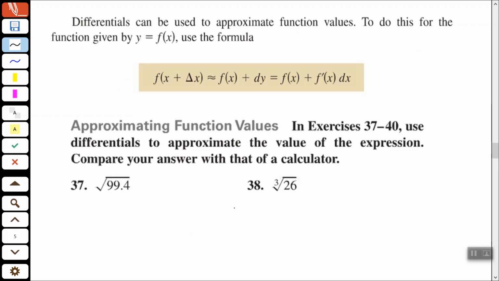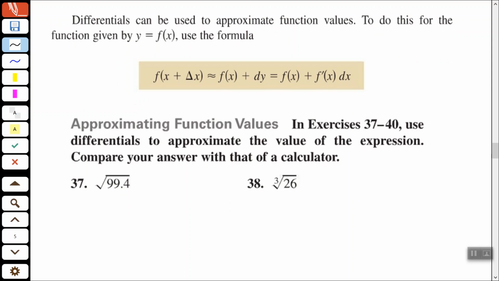All right, and last but not least, we're going to look at differentials approximating function values. So the differentials can be used to approximate function values. To do this for the function given by y equals f of x, use the formula f of x plus delta x is approximately f of x plus the differential of y, which equals f of x plus the first derivative of x times the differential of x. So keep this in mind.